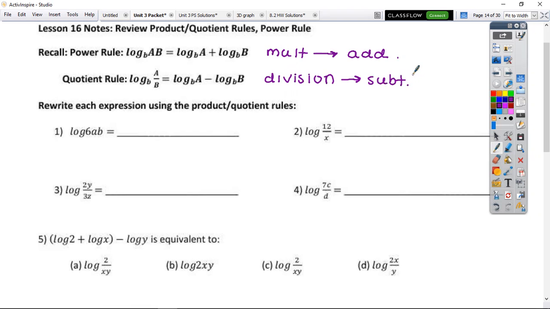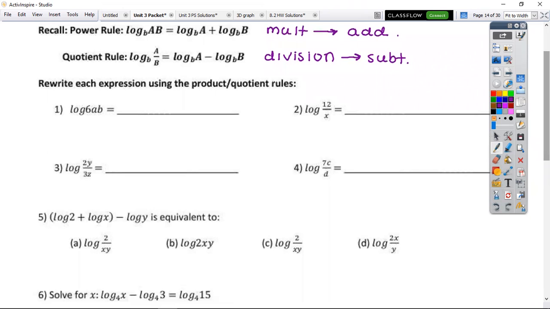So it says rewrite each expression using the product and quotient rule. So this is nothing new. All you're going to do is just make use of both of these. So here I would expand this into the log of 6 plus the log of A plus the log of B. So there's no work you have to show there.